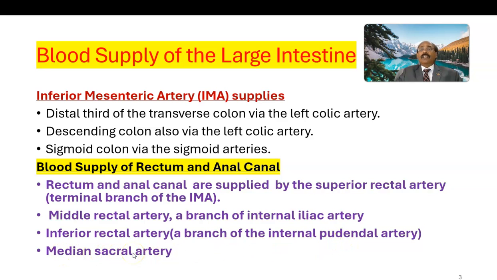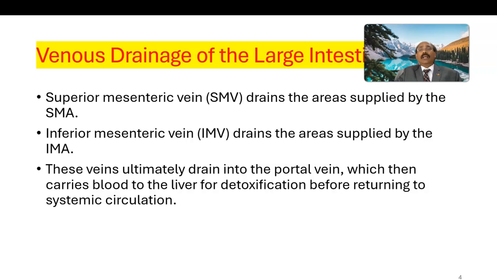And median sacral artery supplies a small part on the posterior aspect of the rectum going to the anorectal junction. Median sacral artery is a branch of the abdominal aorta, dorsal branch. It is just above the bifurcation of the abdominal aorta into common iliac arteries. Okay, we got that. Now we'll go to the venous drainage of the large intestine.